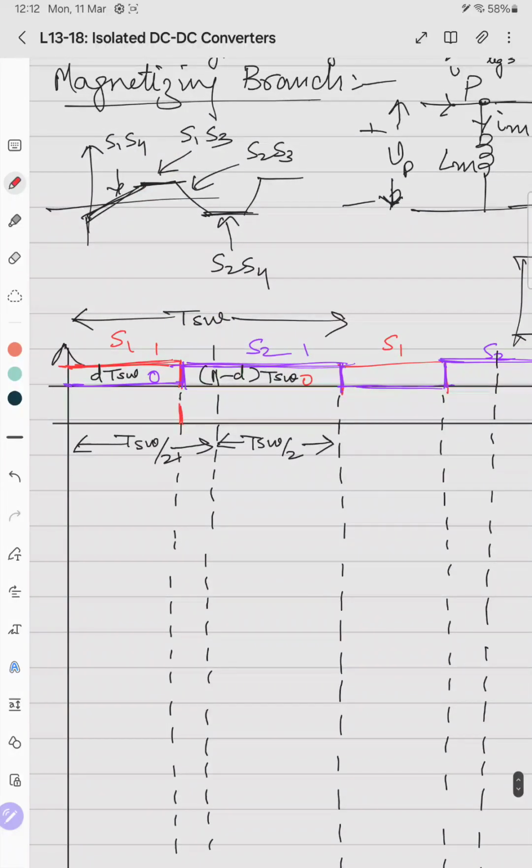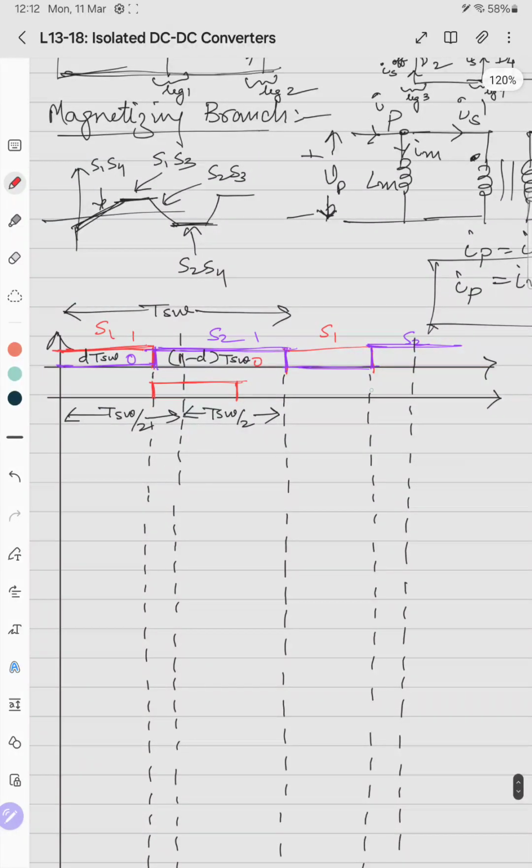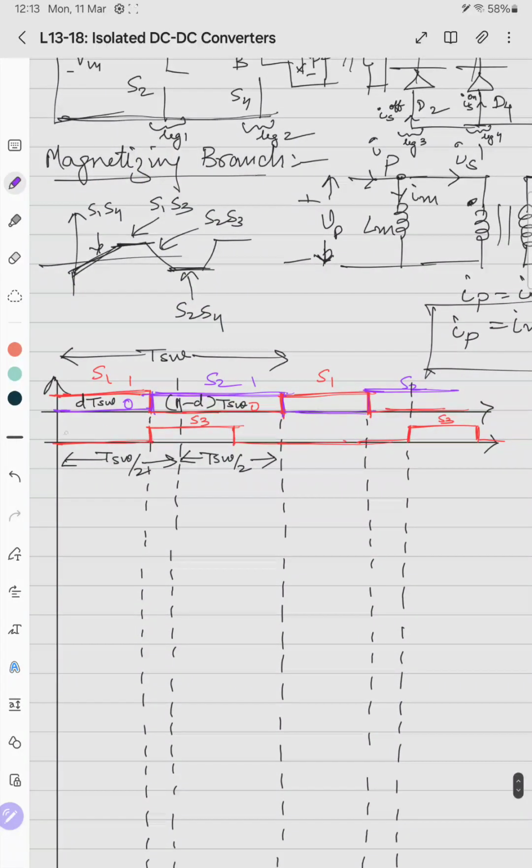So this is the S1 waveform and it will be like this. Similarly, from T switching, where is the T switching? Yeah, this is the T switching. It is like this. This is S3 and then here it is 0. Like this. S3. Similarly, S4 we can draw. Oh, I think I made a mistake.